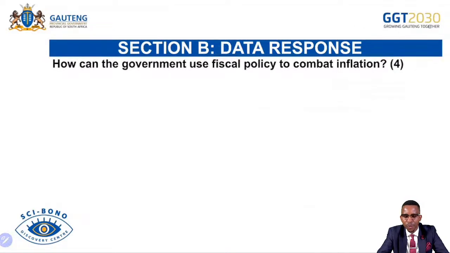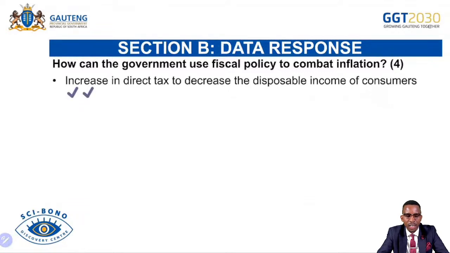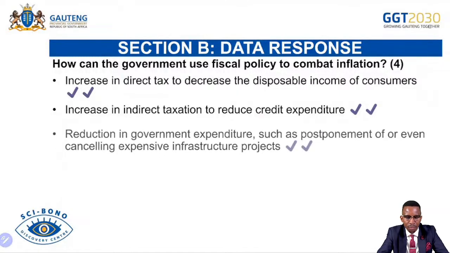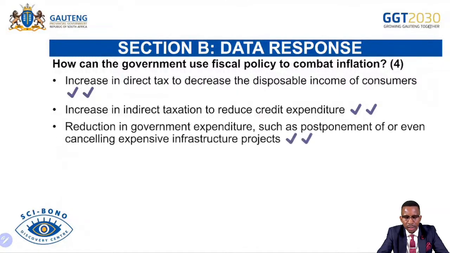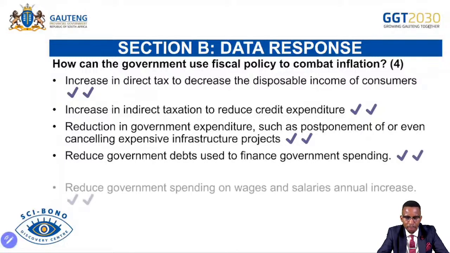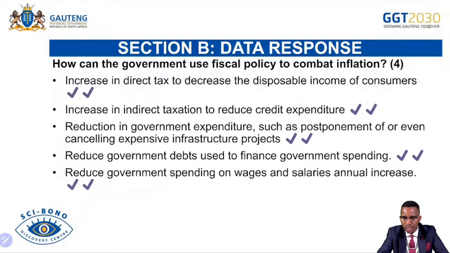How can the government use fiscal policy to combat inflation? Increase direct tax to decrease disposable income of consumers. Increase indirect tax to reduce credit expenditure. Reduce government expenditure, such as postponement of or even cancelling infrastructure projects, like we've mentioned before. Reduce government debt used to finance government spending. Reduce government spending on wages and salaries for an annual increase.